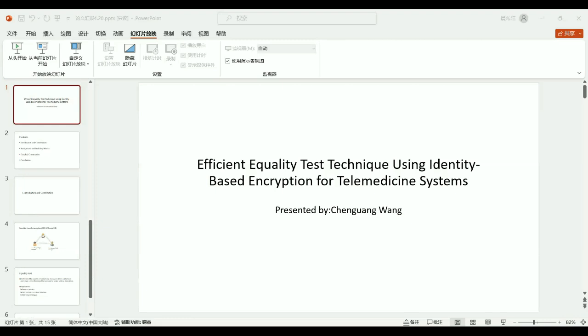And the cloud server provider receives the ciphertext from the sender and passes the ciphertext to the receiver.